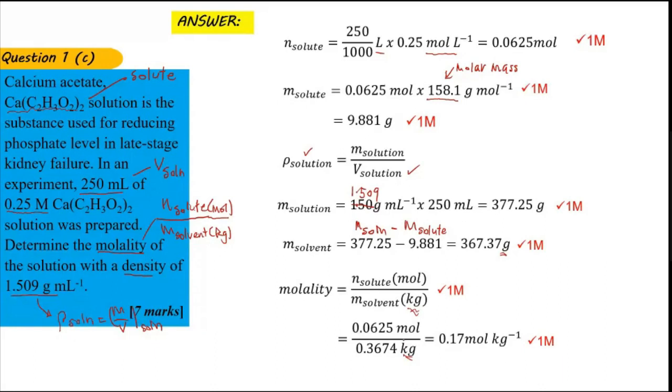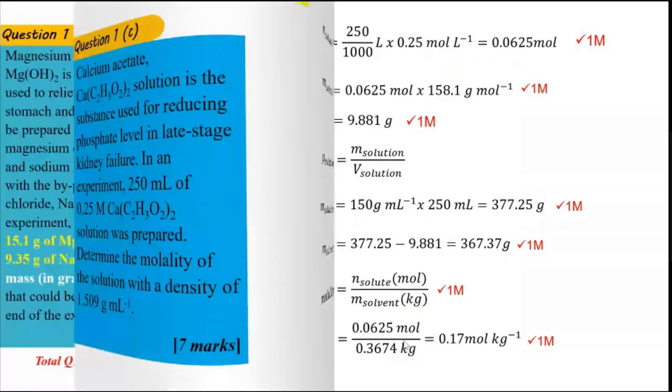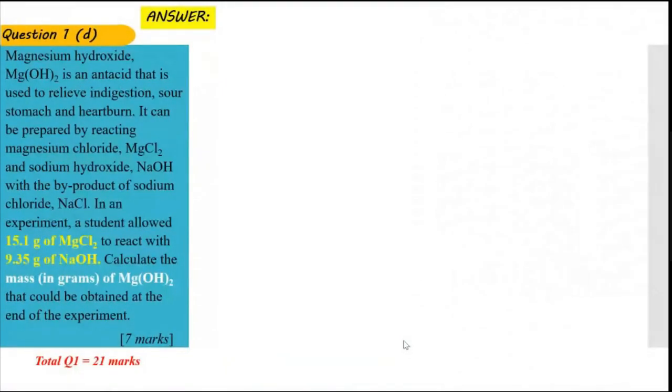Okay, there's one more question, part D. Magnesium hydroxide is an antacid that is used to relieve indigestion, sour stomach, and heartburn. Normally when you have gastritis, whatever medication given to you contains magnesium hydroxide. So that's the beauty of learning chemistry, you see.